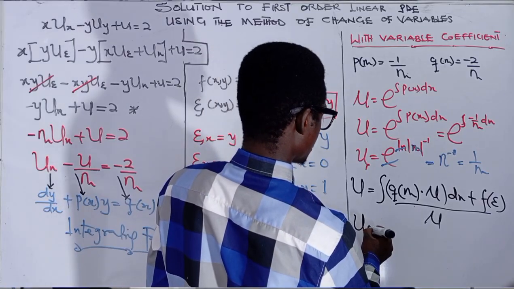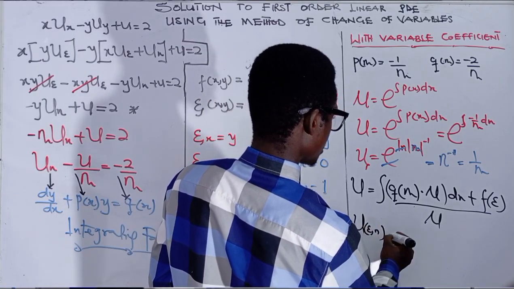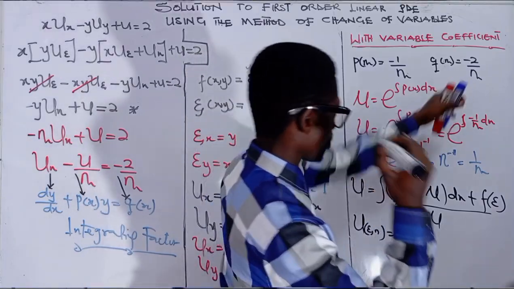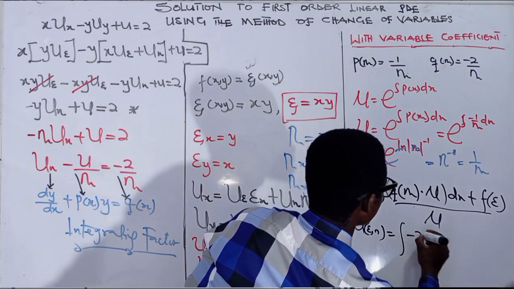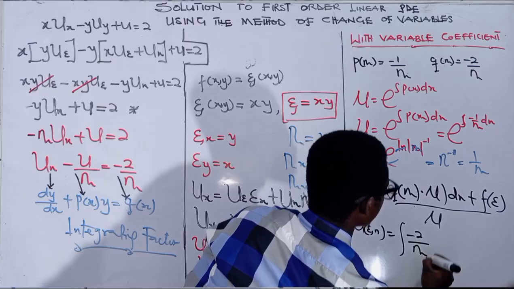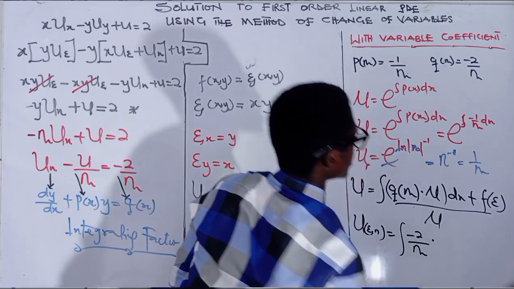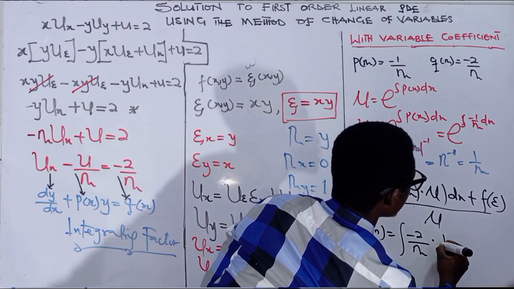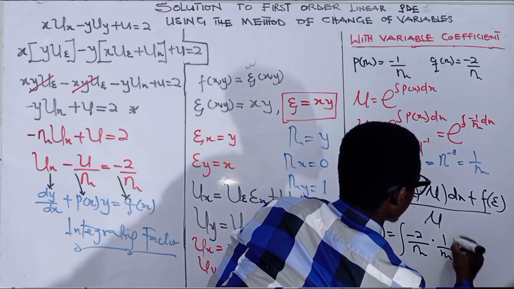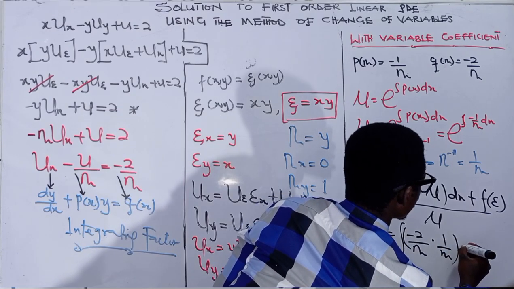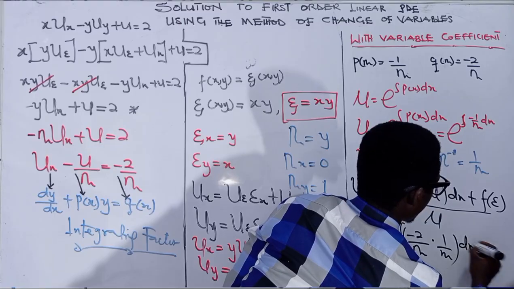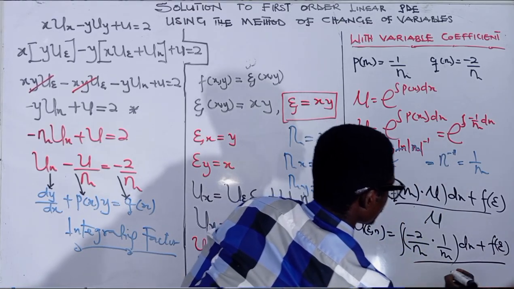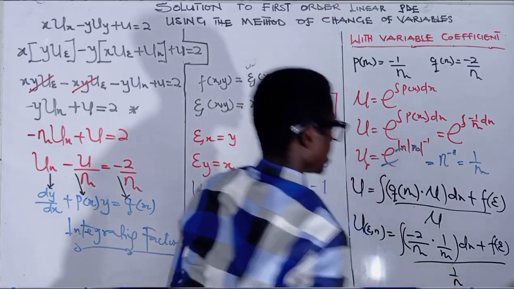So we have u at z eta is equal to q at eta. We have negative integral of -2 all over eta multiplying the integrating factor, which is 1 all over eta, and then we have d eta plus a function of xi all over 1 over eta.